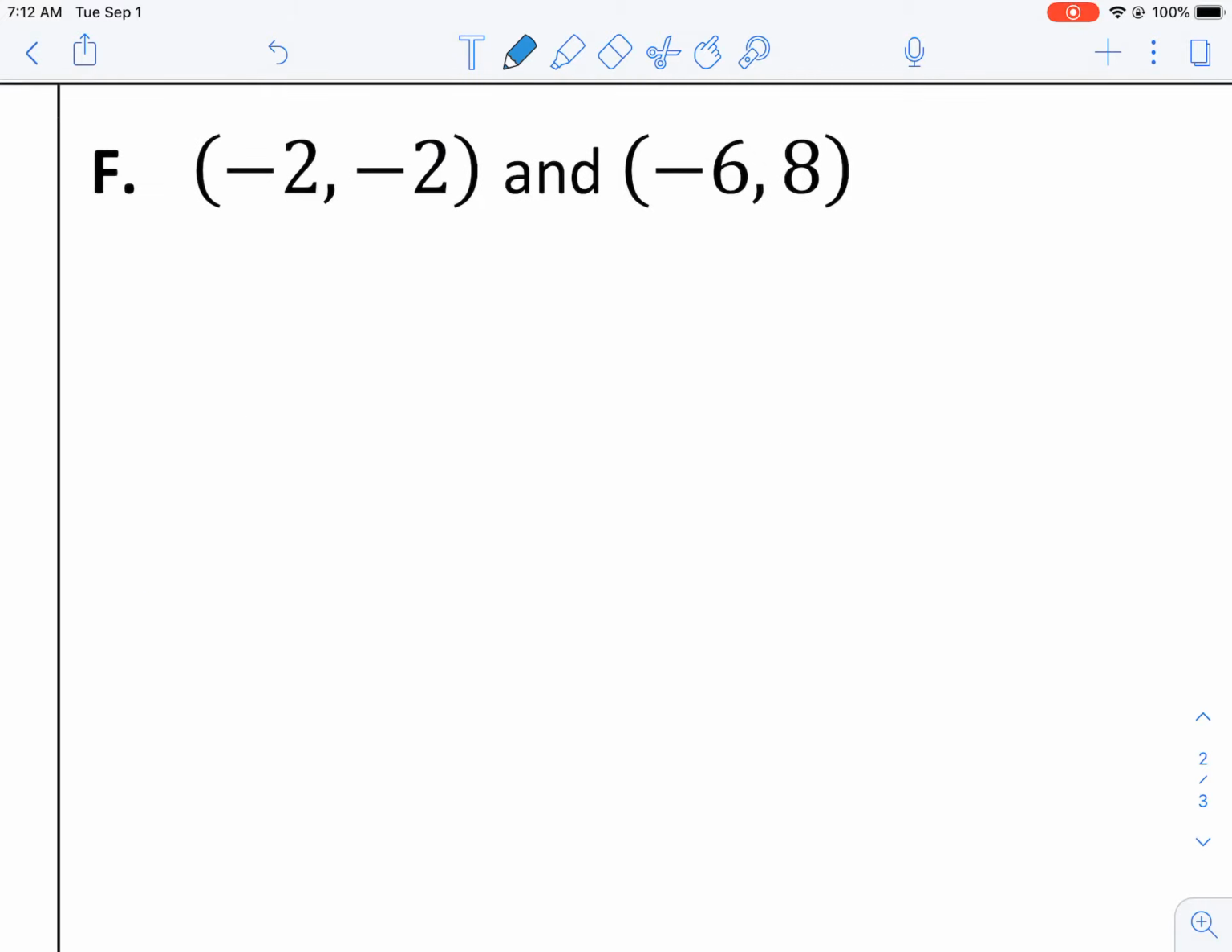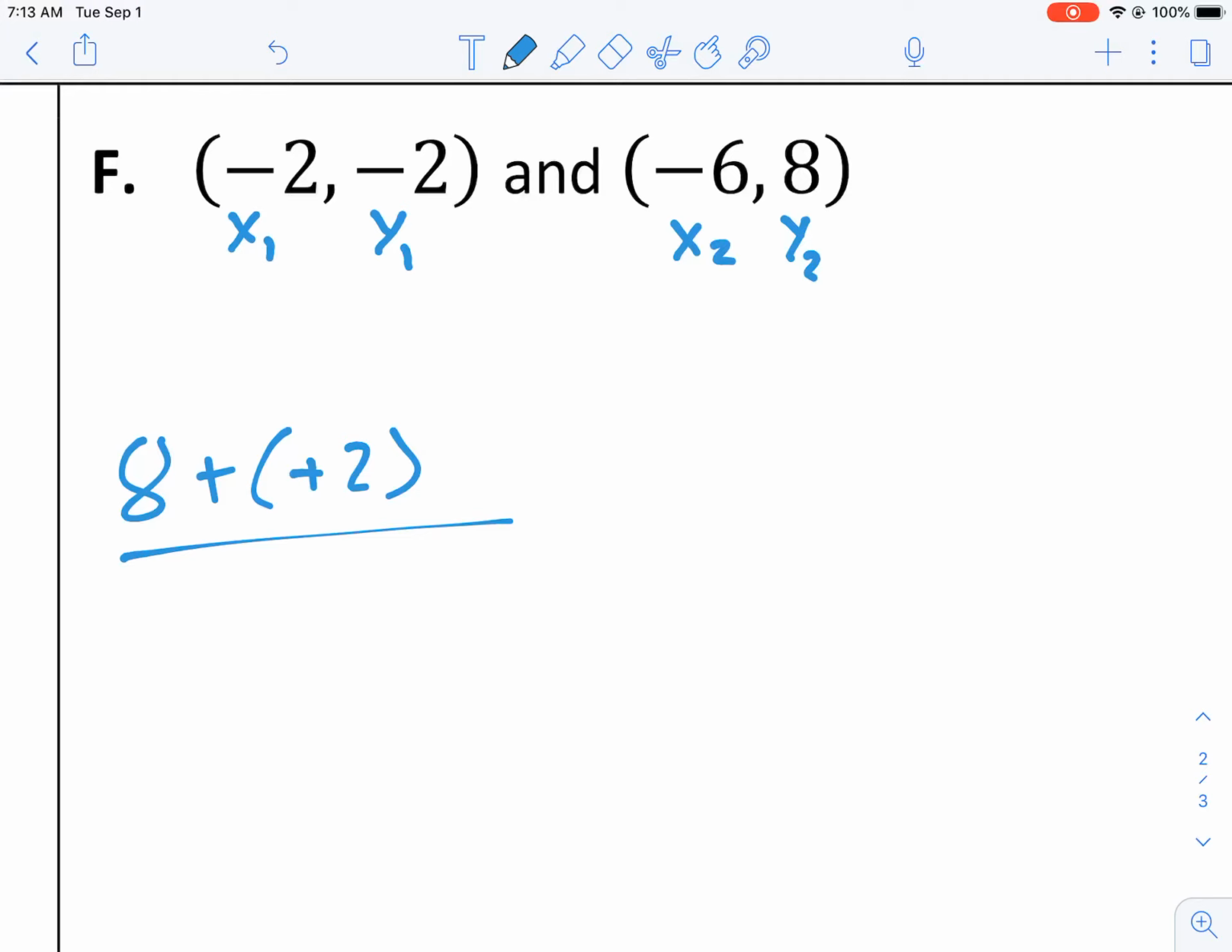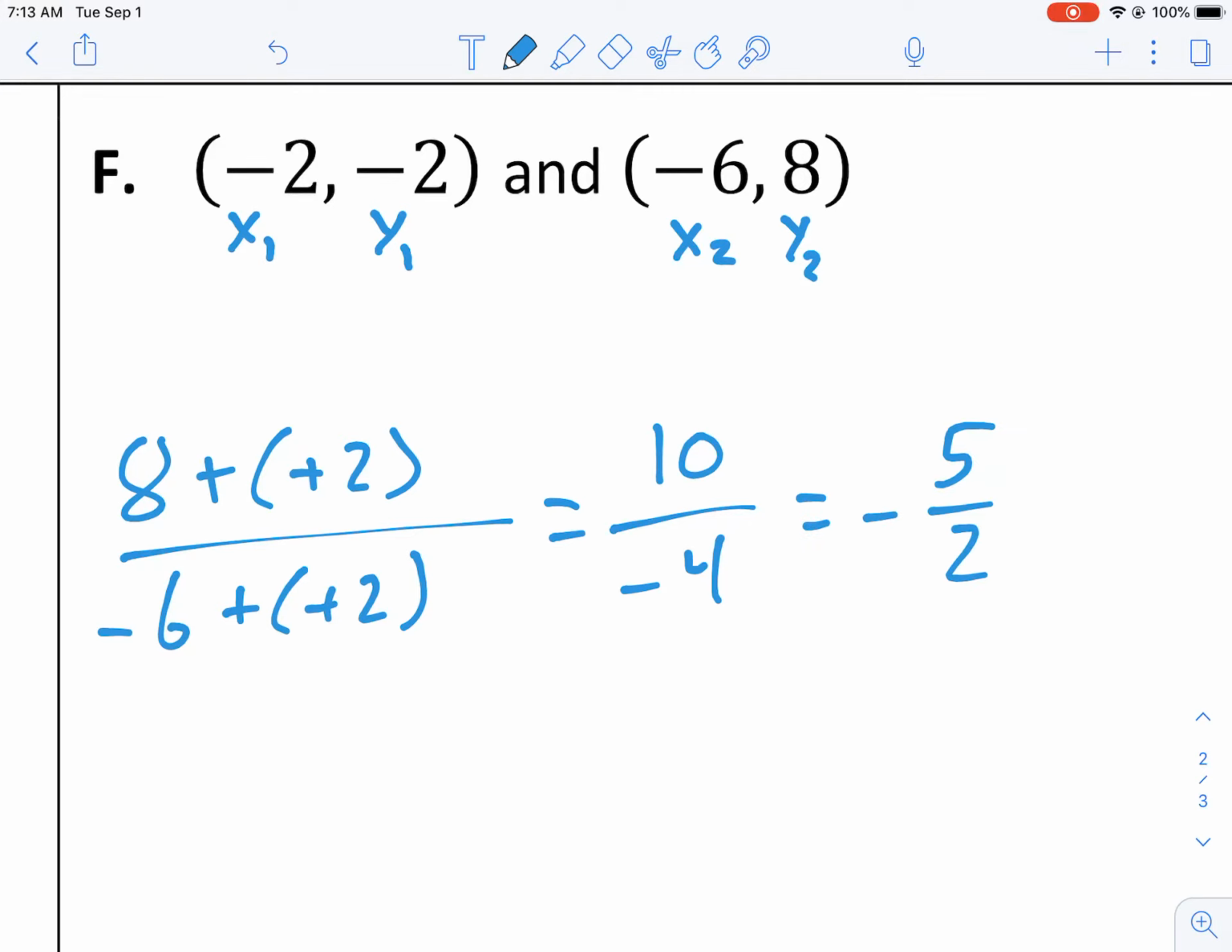So next one, we're going to do the same thing. All right, we've got x1, y1, x2, y2. So we've got 8 minus -2. Well, again, we know that becomes plus. Then we have -6 minus -2. Again, it's going to become plus. So on top, we have 10. On bottom, we have -6 plus 2. That's -4. And this will simplify into -5/2.